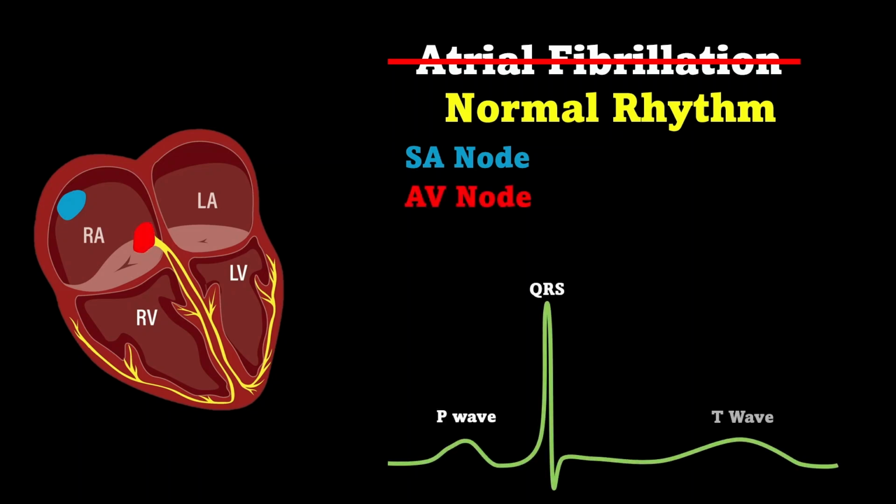And now you're going to see a P, QRS, and a T wave. The P wave represents atrial contraction, the QRS complex shows ventricular contraction, and the T wave represents ventricular repolarization, and we call this a sinus rhythm.